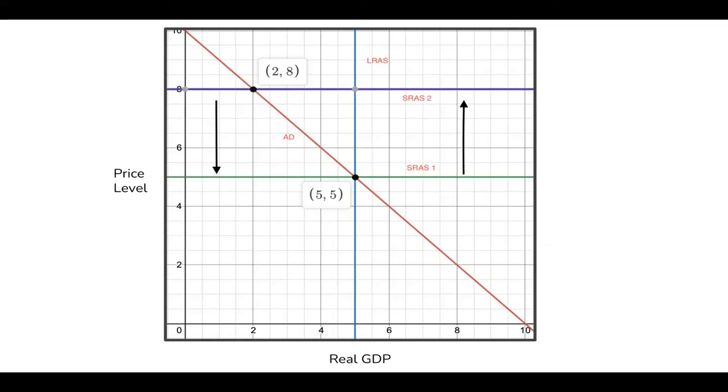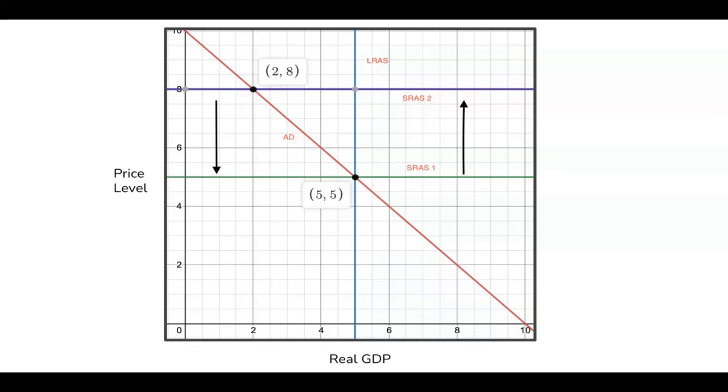So here's a diagram that I made to make it easier to visualize. So we have price level and real GDP, and I just used basic units of numbers to understand this question better. So we can see that our first equilibrium is at 0.55, and since our short-run aggregate supply curve shifts upwards, it shifts the equilibrium to 0.28. So we can see that real GDP has decreased and prices have increased.